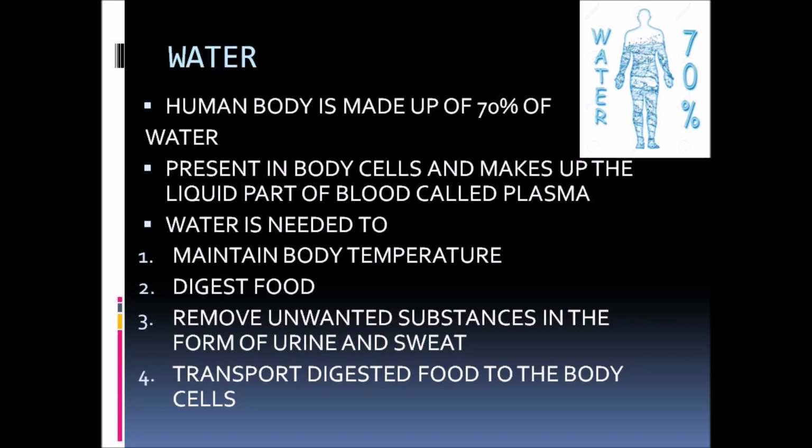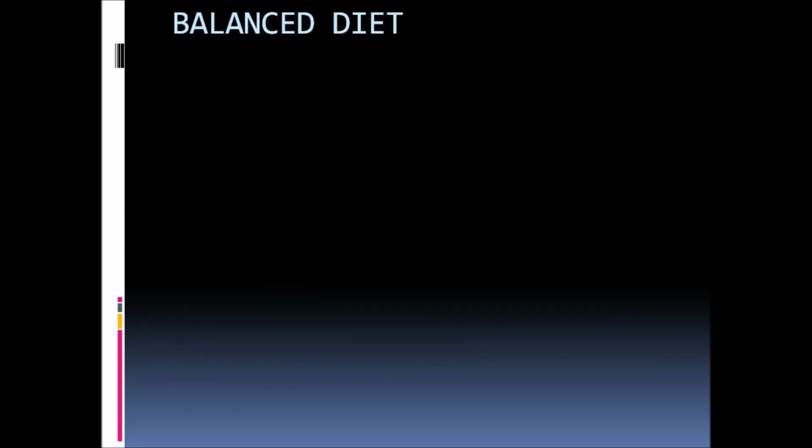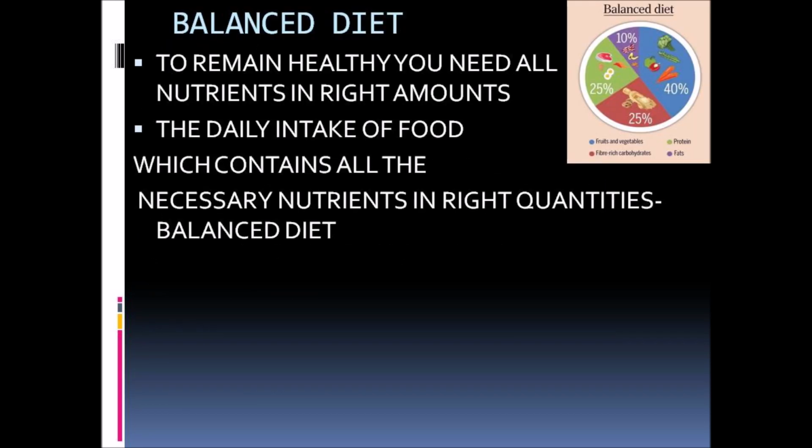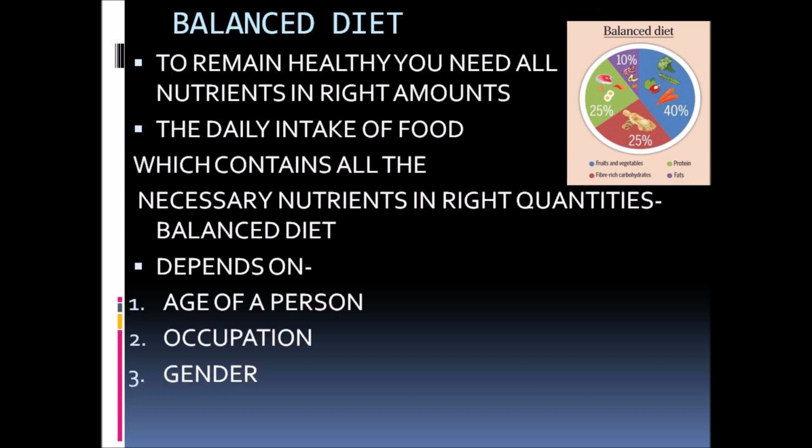The 7 components that we have discussed so far must be taken in an ideal amount. If any one nutrient is missing, we will face lots of problems. Hence, we must follow a balanced diet. A balanced diet is the daily intake of food which contains all the necessary nutrients in correct proportions. We must keep in mind that a balanced diet cannot be the same for every person. It differs from one person to another based on age, occupation, and gender.